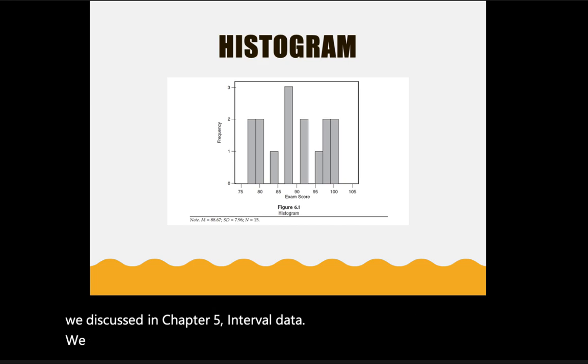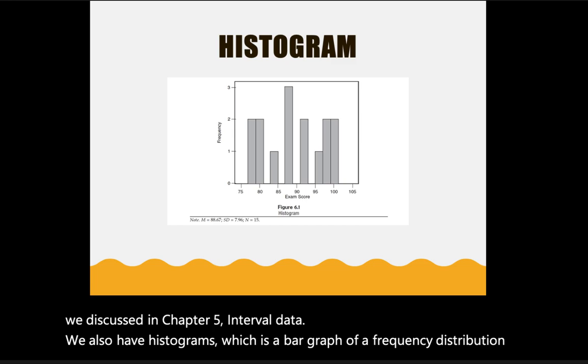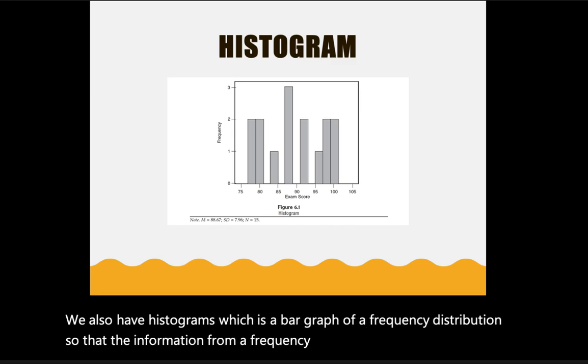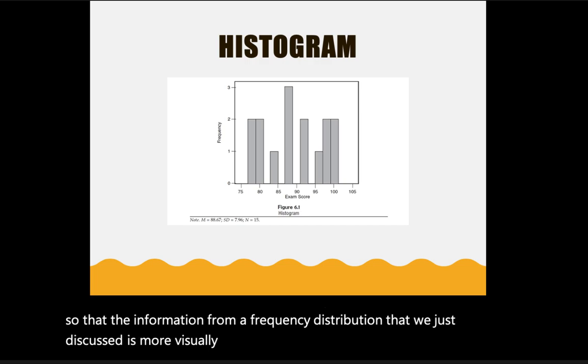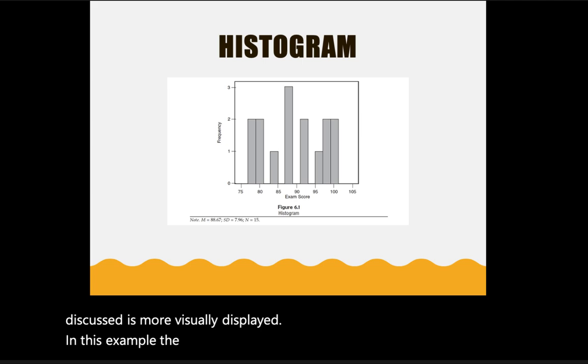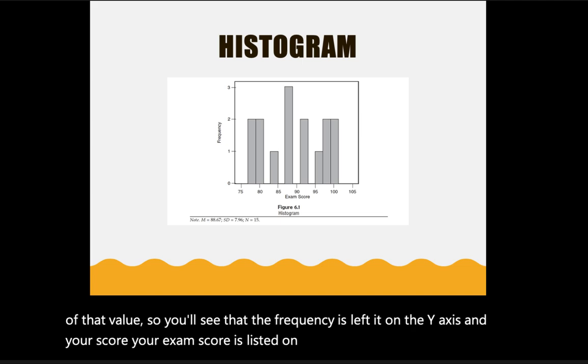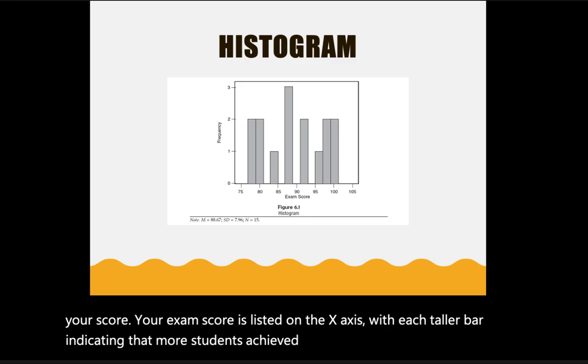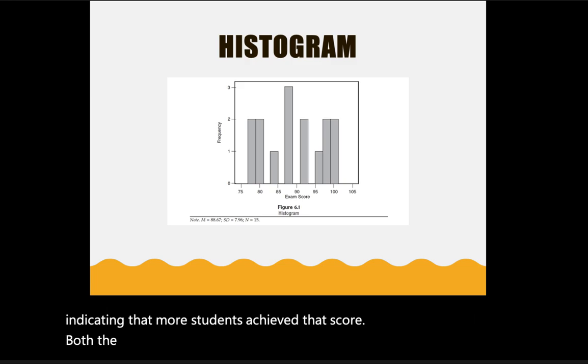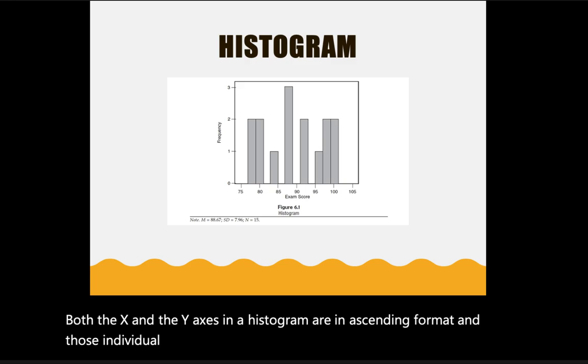We also have histograms, which is a bar graph of a frequency distribution, so that the information from a frequency distribution that we just discussed is more visually displayed. In this example, the longer bars in a histogram indicate a higher frequency of that value. So you'll see that the frequency is listed on the y-axis, and your exam score is listed on the x-axis, with each taller bar indicating that more students achieved that score. Both the x and the y-axes in a histogram are in ascending format, and those individual bars cannot be rearranged.